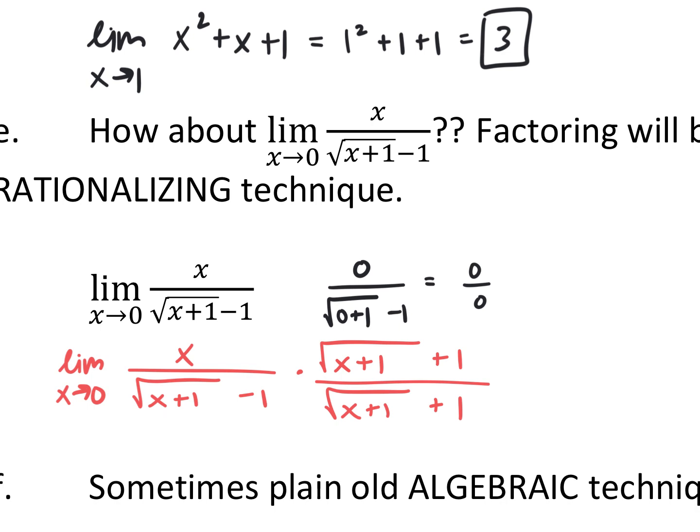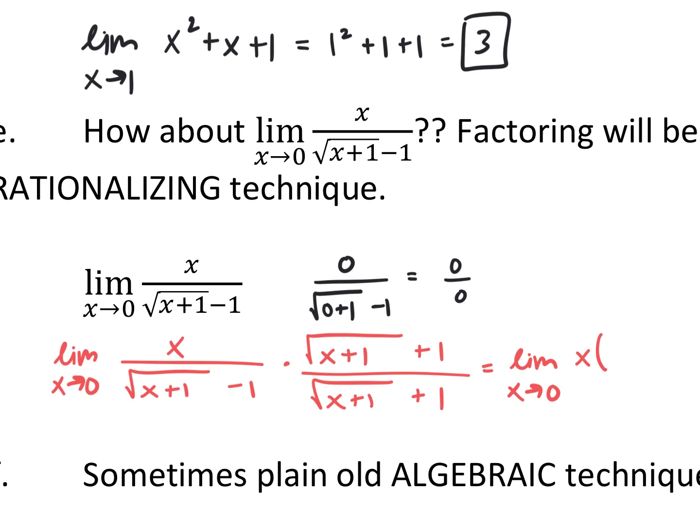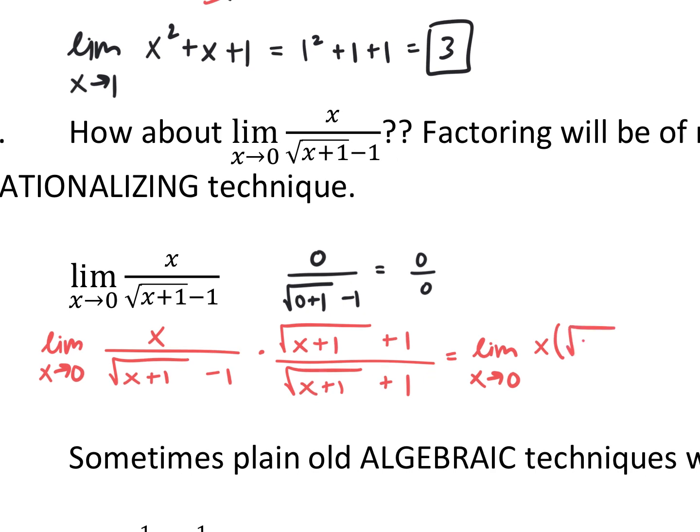Now when I multiply this, I still have not evaluated my limit. So I'm going to have x times the square root of x plus 1 plus 1, and then divided by, remember when you're rationalizing a denominator, you're getting rid of that square root, right? So when I multiply square root of x plus 1 and square root of x plus 1 together, what am I left with? Just x plus 1, right? So I've got x plus 1.